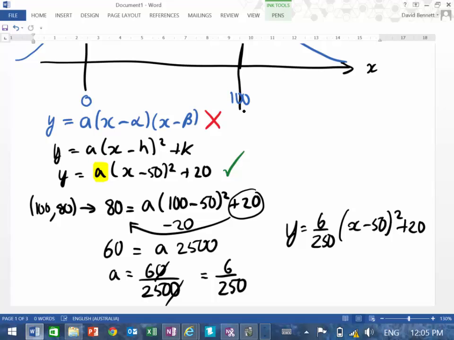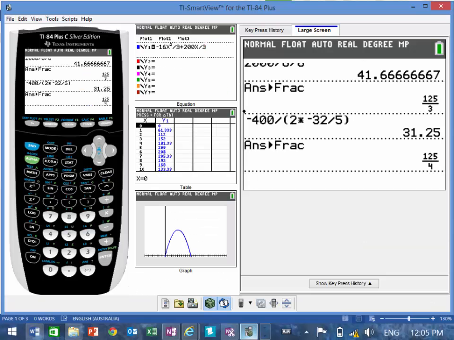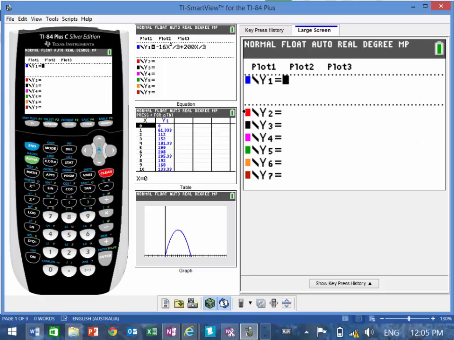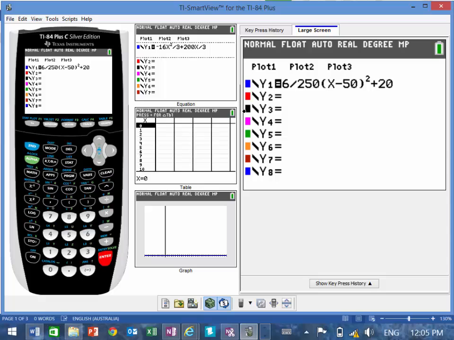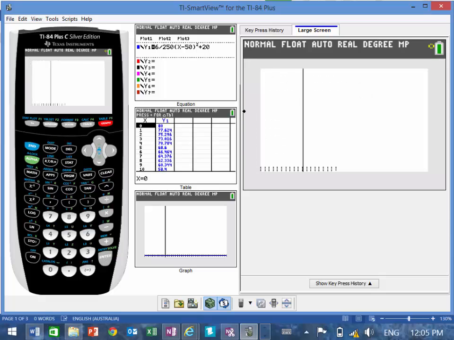So when I go to my calculator, I'm going to put that in, and we go y equals, we just clear that. It's going to be 6 divided by 250, and then bracket x take away 50 bracket, and we square that, and then we add 20. And then we graph it. Now you'll have to set your axes right with this, depending on what was the last drawing on here or not.